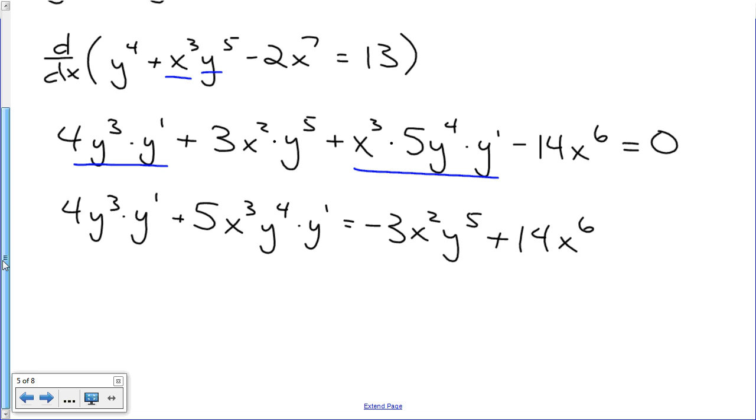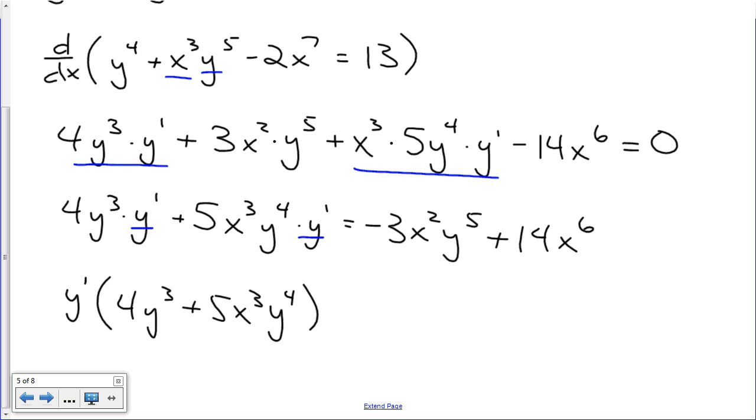Now on the left side here, again, the goal is to find out what y prime equals. Each one of these terms has a factor of y prime. That's why I left those two terms over here on the left side, and only those two terms. So we're going to factor out the y prime. You're left with 4y cubed plus 5x cubed y to the 4th. And over on the right side, nothing changes: negative 3x squared y to the 5th plus 14x to the 6th.